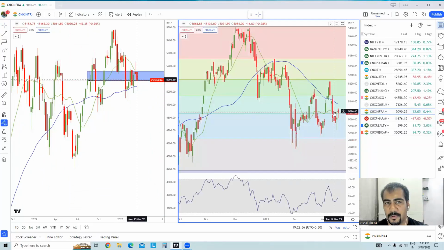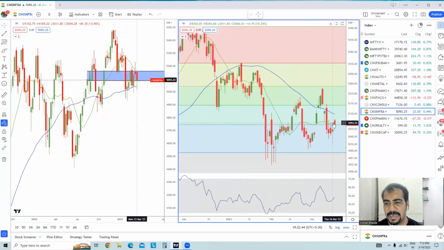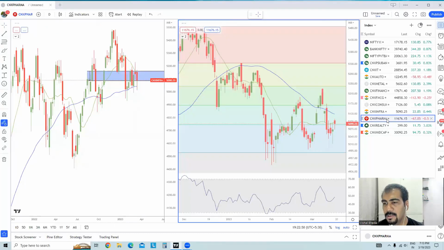Infra pack, I would have no view as of now. I would wait patiently and let things sort out, because you can see absolutely zigzag movement happening in the weekly time frame charts. Even in the daily time frame charts, prices are just going up and down randomly. I have no comment to make on these stocks.